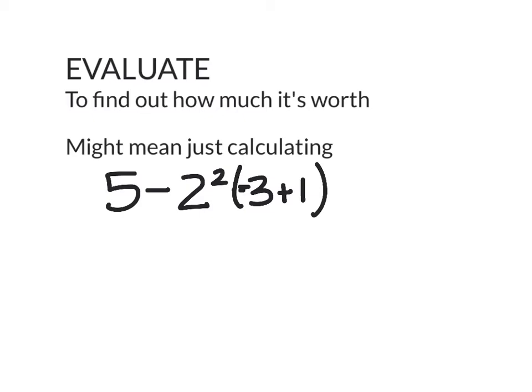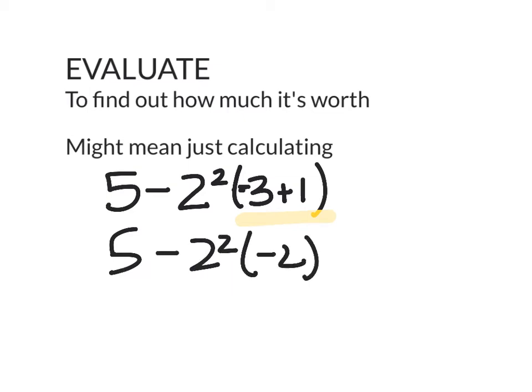Sometimes evaluating just means calculating. So in this case, you have a string of an expression that you need to calculate. So you're going to go ahead and start with the parentheses and do what's inside the parentheses. And you end up with 5 minus 2 squared, negative 3 plus 1 is negative 2. Then you have to do the exponents, which is right here.